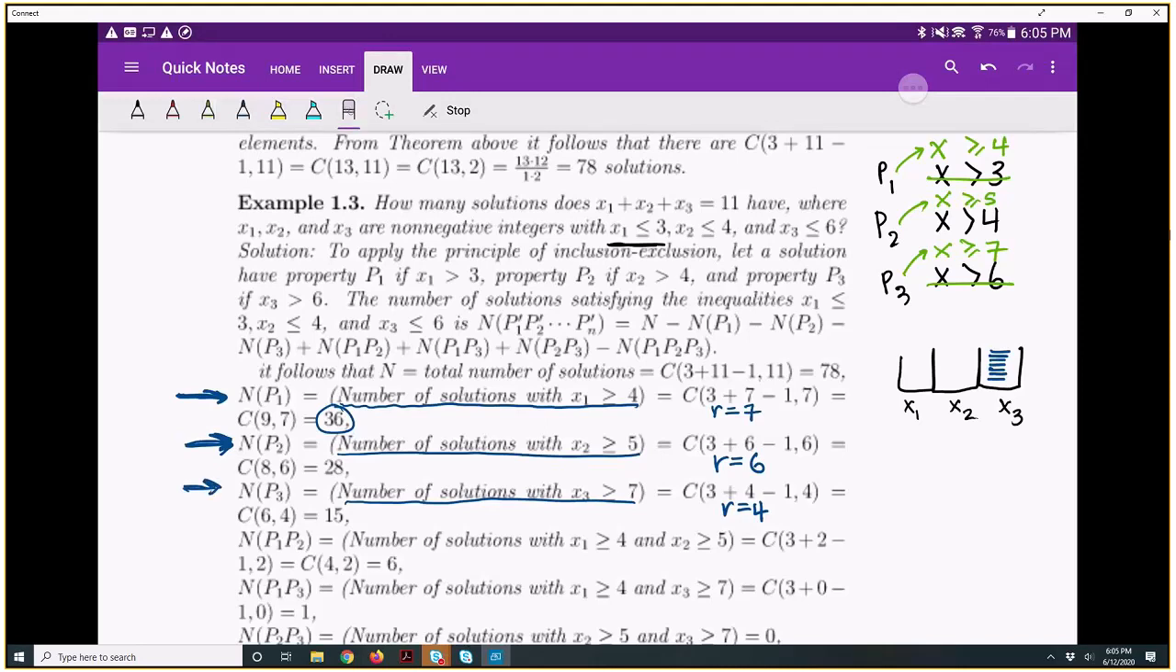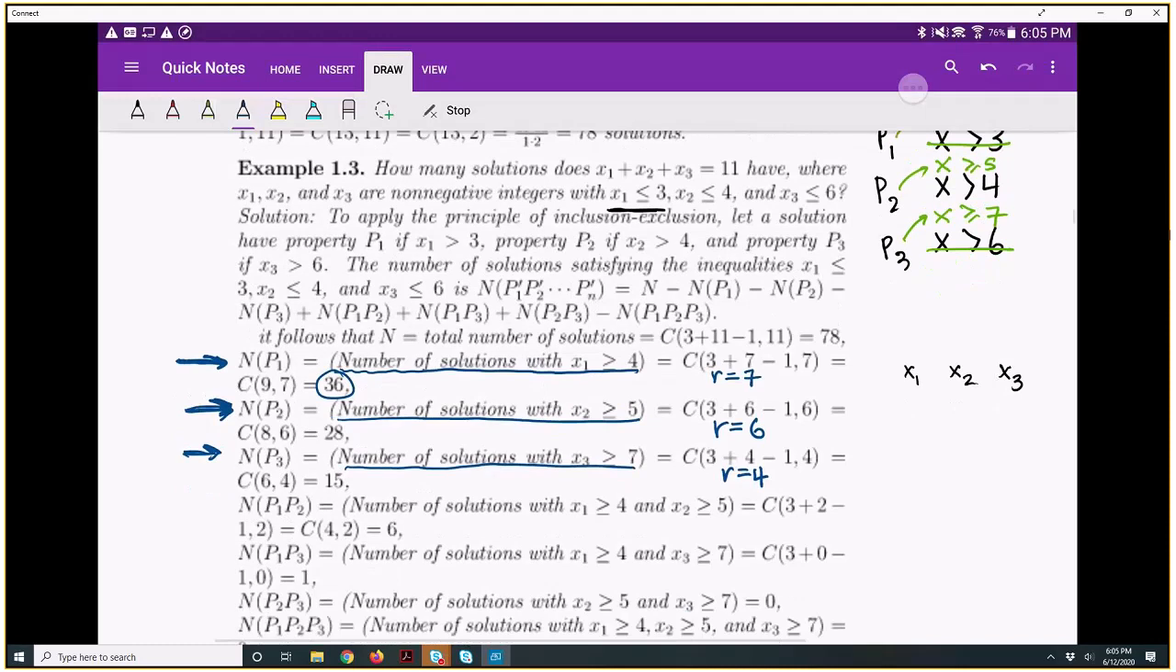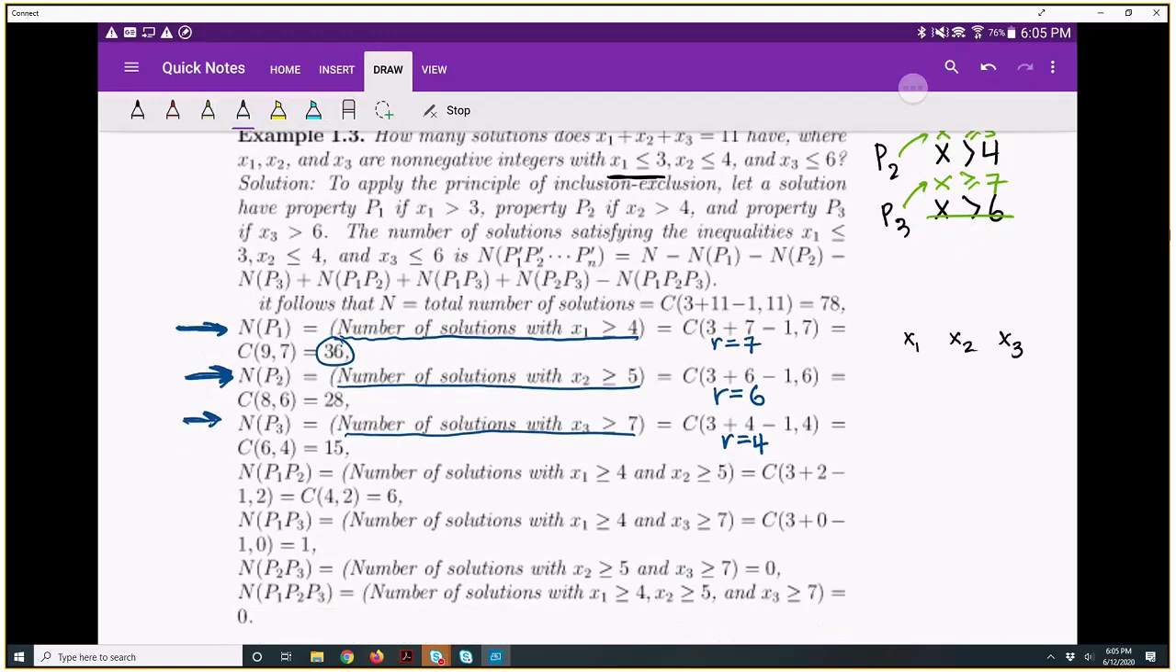Next, I'll think about P1 and P2 together. So the number of solutions with x1 greater than or equal to 4 and x2 greater than or equal to 5. So again, I've placed 4 here in x1 and 5 here in x2. How many do I have left to place? That means I only have 2 left to place. So it's 3 plus 2 minus 1, choose 2. That's 4 choose 2, which is 6.